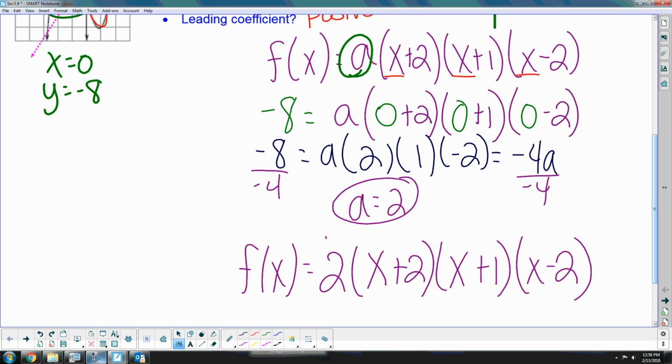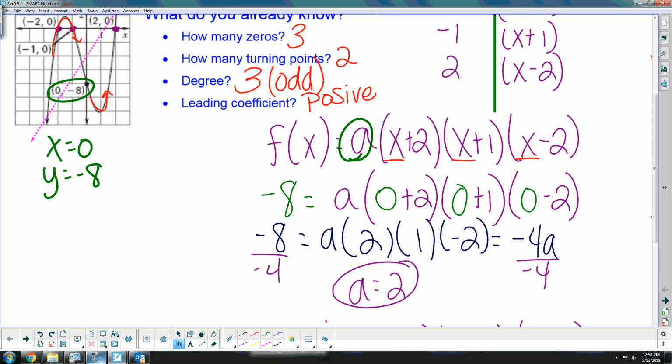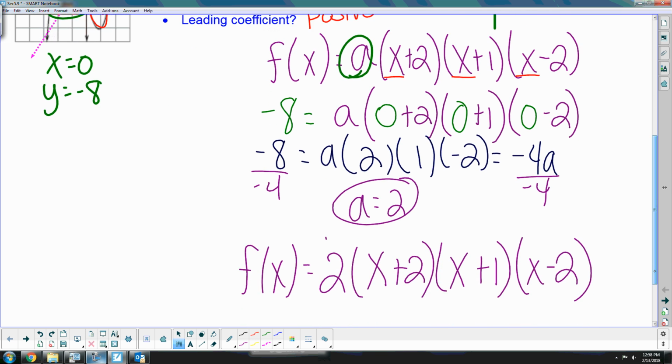So what we already knew was that our leading coefficient was positive, that it was degree of 3, we have 3 zeros, and we have 2 turning points. That's 3 minus 1.